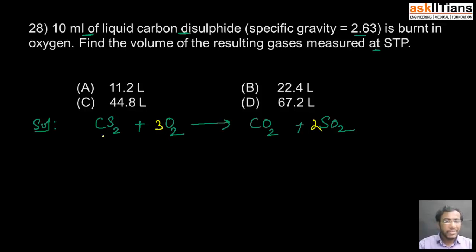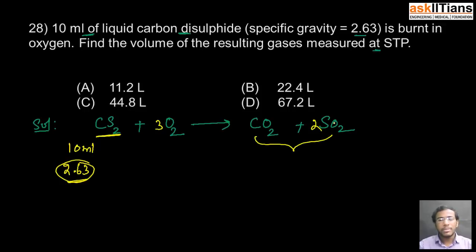It is given that we have taken 10 ml of this carbon disulfide, whose specific gravity is given as 2.63. Okay, so we have to calculate the volume of the resulting gases. So this is a gas, and we have to calculate the volume of this mixture, the volume of the resulting gases at STP. Okay, so how can you do this?